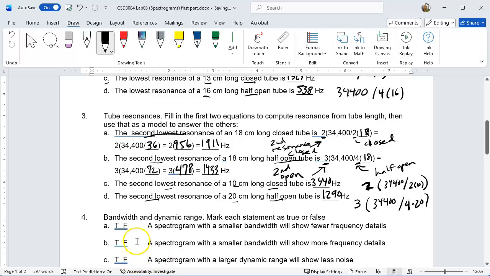Okay, so that takes care of the dB and tube resonances. The other spectrogram-related parts of this lab are covered in a second video, so it doesn't get crazy long.